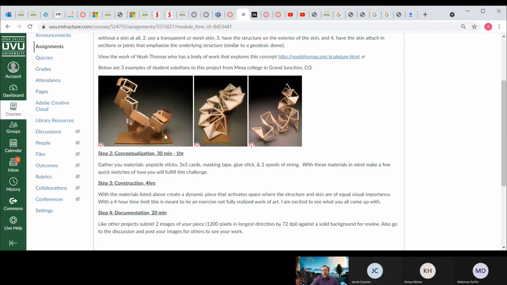I think that this one on the left has a little bit more skin than exposed structure. And on the right, this has a little bit more structure than exposed skin. But I think they both kind of work. However, I do think that the one in the center is the most effective. Can you guys kind of see what's going on here? Yeah. Okay, good.